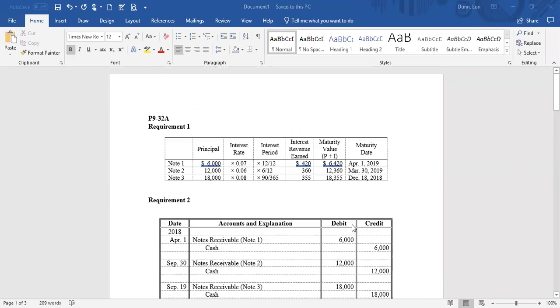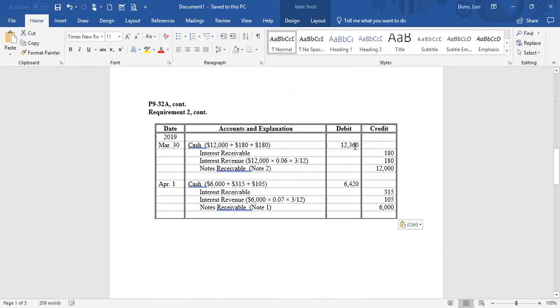I'm just going to scroll back up here. Here is our detailed information about the March 30th maturity date. The company is going to receive a total of $12,360 when the note matures. There it is. Cash, $12,360. They're going to credit note receivable for the principal of $12,000. They're going to credit the interest receivable for the interest that was recognized last year as revenue. We're getting that money now.